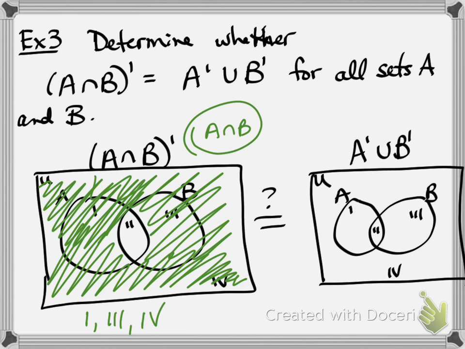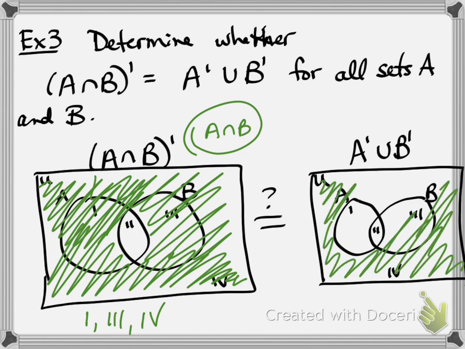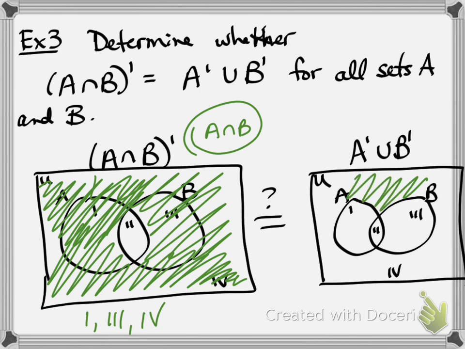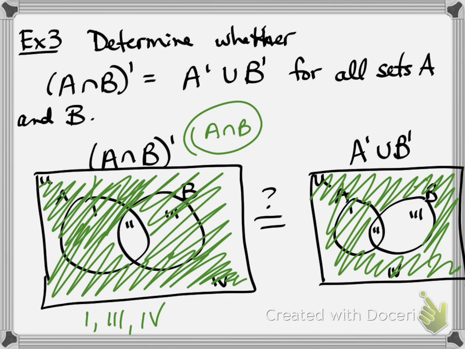And on this side, we want to think about what A complement is. Well, that's everything that's not A. The whole universal set, but not A. So that's A complement. And B complement is everything that's not B. And we want to union those. So why don't I use different colors? Green right now is B complement. And red is A complement. Everything that's not A.